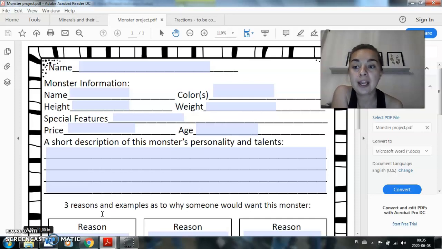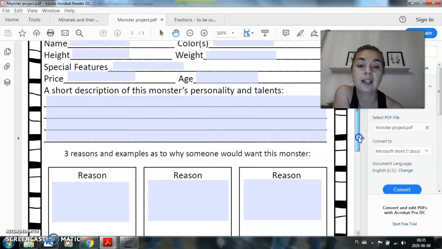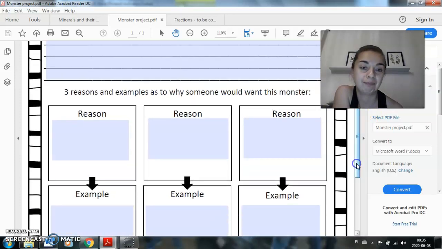Think about its name, special features, the price as well. Describe your monster's personality and talents a bit, okay? And 3 reasons and examples why someone would want this monster. So, why is it so good that everyone would like to have it? And that's it for today, if it's about English, of course. So, if you don't have the printer, you can, of course, do it in your English notebook. So, no worries.